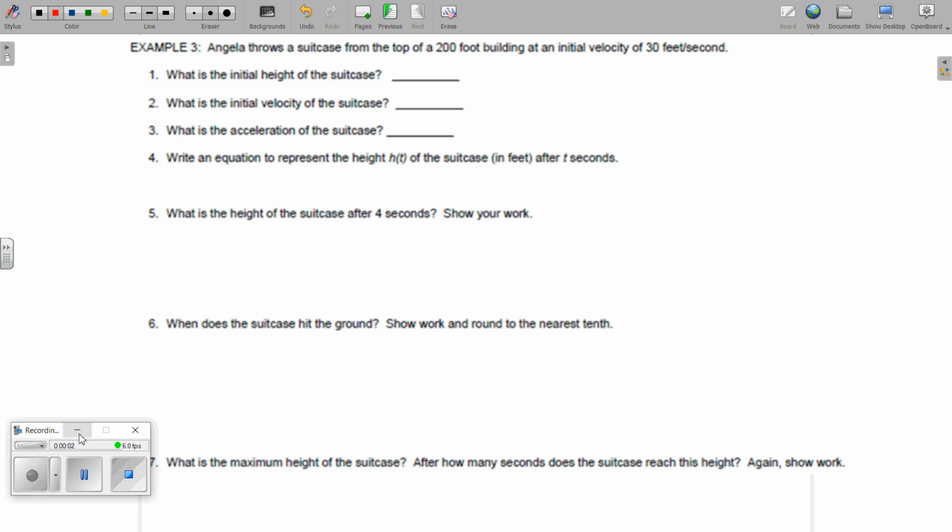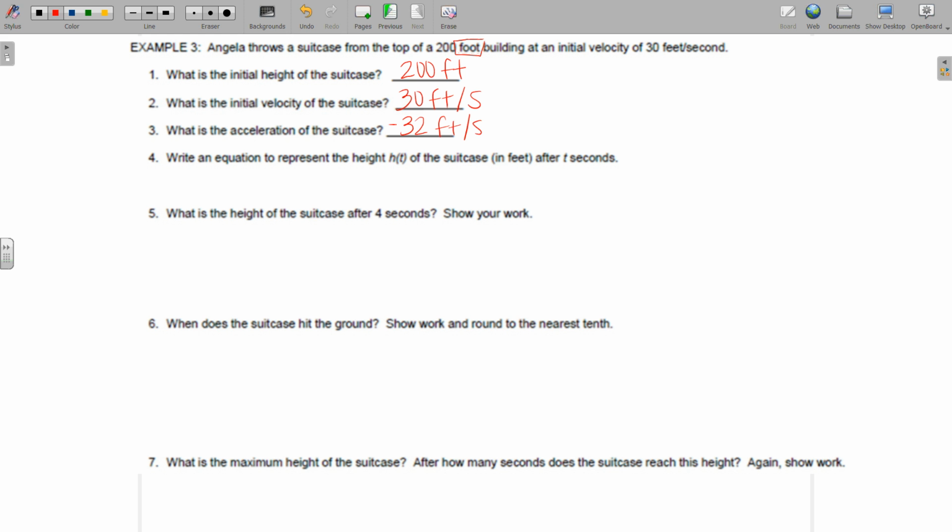In this example, we want to talk about Angela throwing a suitcase from the top of a 200-foot building at an initial velocity of 30 feet per second. So the initial height of the suitcase is 200 feet. The initial velocity, they give us that, 30 feet per second. And the acceleration of the suitcase, remember you have to pay attention to the fact that the units given are feet, not meters. So that means that we're looking at negative 32 feet per second squared.